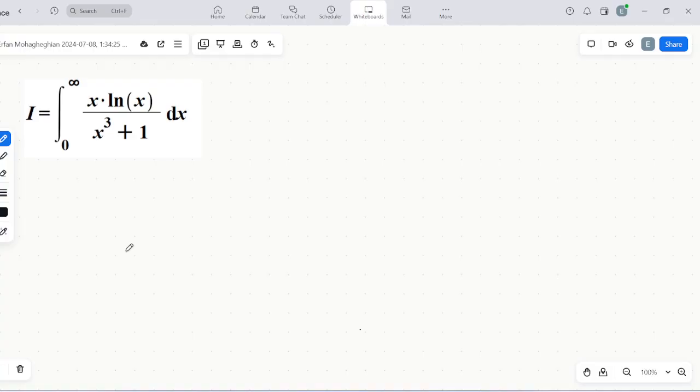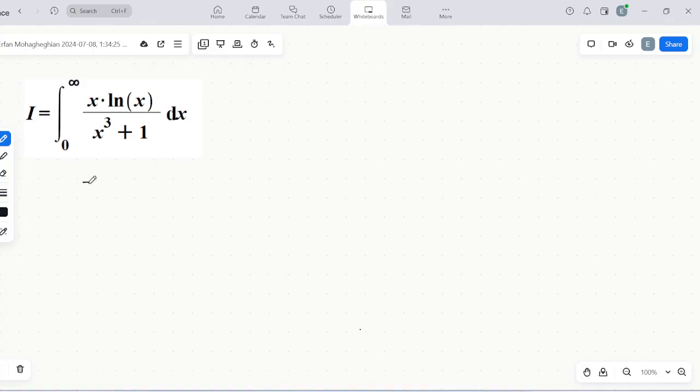Today I'm going to evaluate an integral for you: the integral from 0 to infinity of x times natural log of x divided by x cubed plus 1. One way to evaluate this interesting integral is to use contour integration. However, I'm going to use Feynman's technique of integration and a representation of the beta function to evaluate this integral for you.